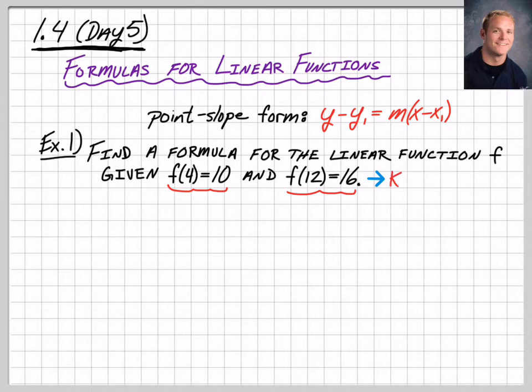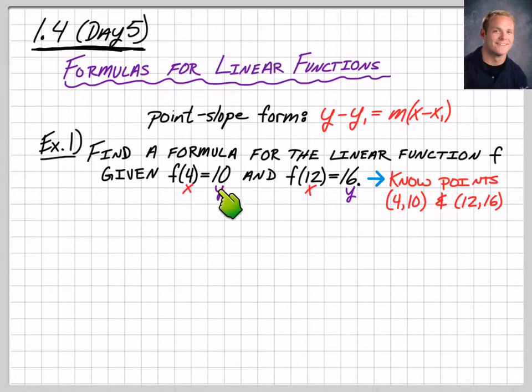So we know points. We got 4 comma 10, right? 4 is the input for x. The output would be 10. 12 is the input for x here. The output's 16. So 4, 10, and 12, 16. That's what you got to be able to pick up from this. If you can do that, the rest of this stuff is easy. You've done it before. You got 2 points. What's the line? That's a mastery skill. So we got our x, our y, our x, our y.